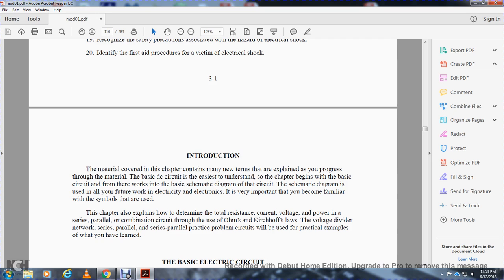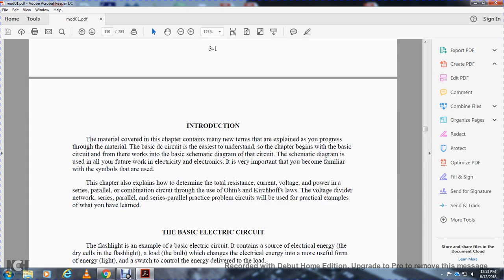The chapter also explains how to determine the total resistance, current, voltage, and power in series, parallel, and combination circuits through Kirchhoff's laws. Voltage dividers, the voltage divider network, and series parallel practice problem circuits will be the practice examples of what you've learned.